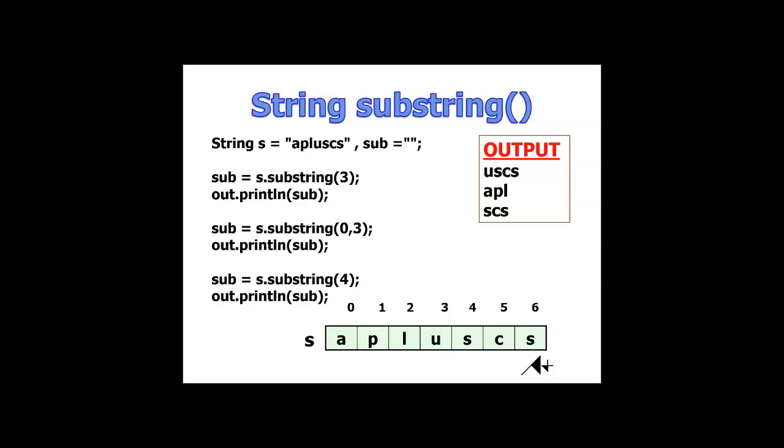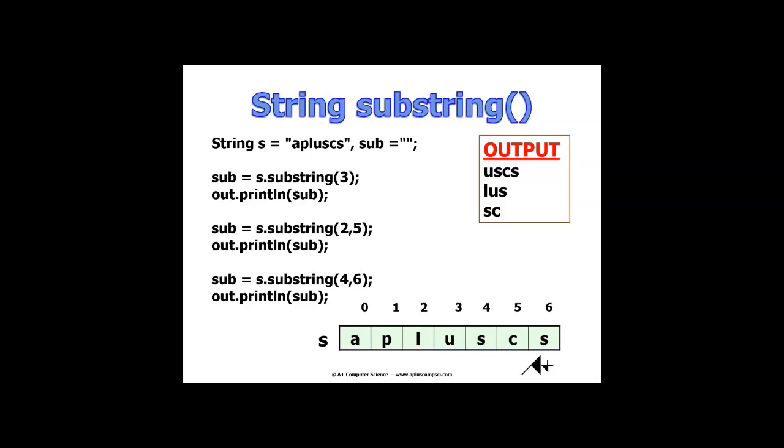In the second example, I have substring 0, 3. It's going to start at 0, go up to 3, but it's exclusive of the upper bound. It's exclusive of 3, so it's going to get me 0, 1, 2. In the last example, I have substring 4, so anytime there's only one number, it starts at that position and includes that position, and then gets everything after that all the way to the end.